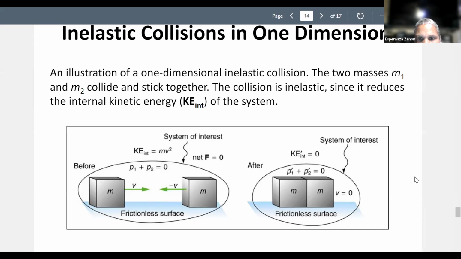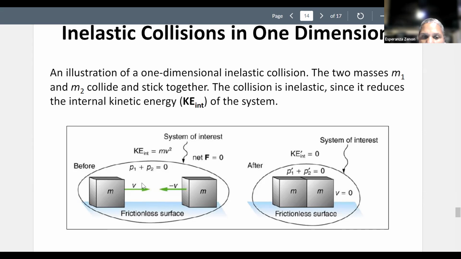Okay. So the difference is that if you notice the objects after the collision, they're stuck together. All right. So if they're stuck together, we treat them as a combination. So no longer are they two separate objects, but they're one larger object with a mass of m plus m in this case, right? We have to add their masses together. And they move with the same common velocity afterwards, okay?